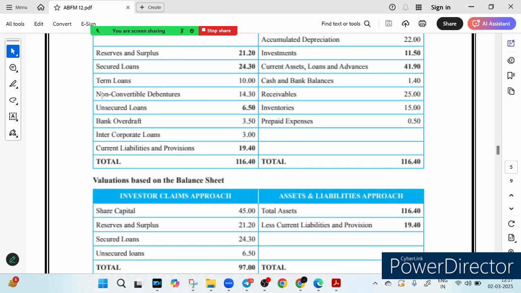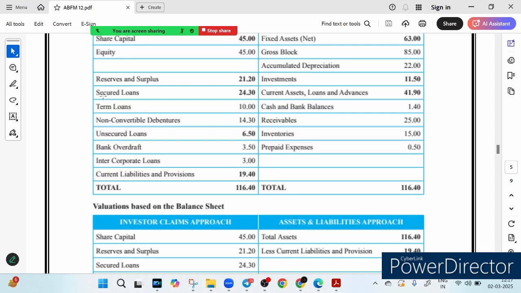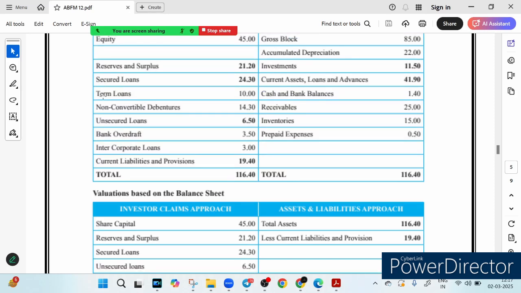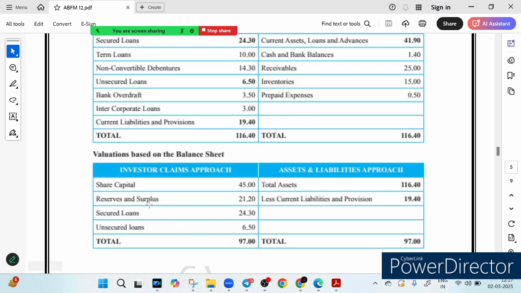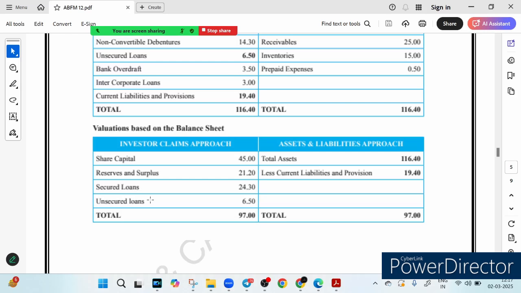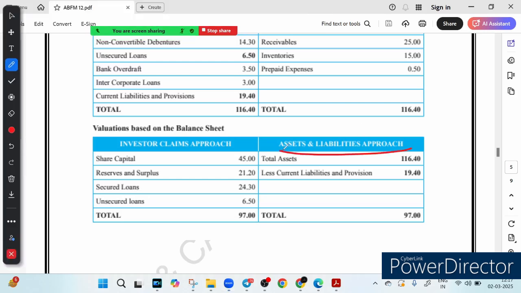This term loan and these non-convertible debentures are not taken into consideration, right? 24.30, you have put the value here. And if you look at this asset and liability approach, what is the company's net worth? It subtracts current liability and provision from total assets. So what is the total asset? It is 116.40. What is current liability and provision? It is nothing but 19.40. So this gives us 97.00.